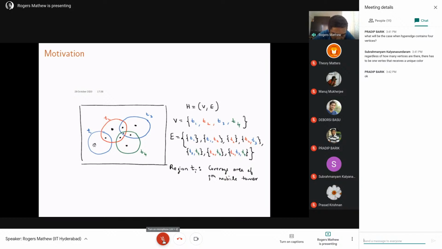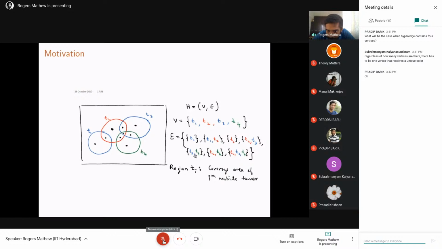So for instance, this point is in the coverage area of just T1. So you have this hyperedge with only T1. Whereas if you look at this point, it is in the coverage area of T2 and T4.